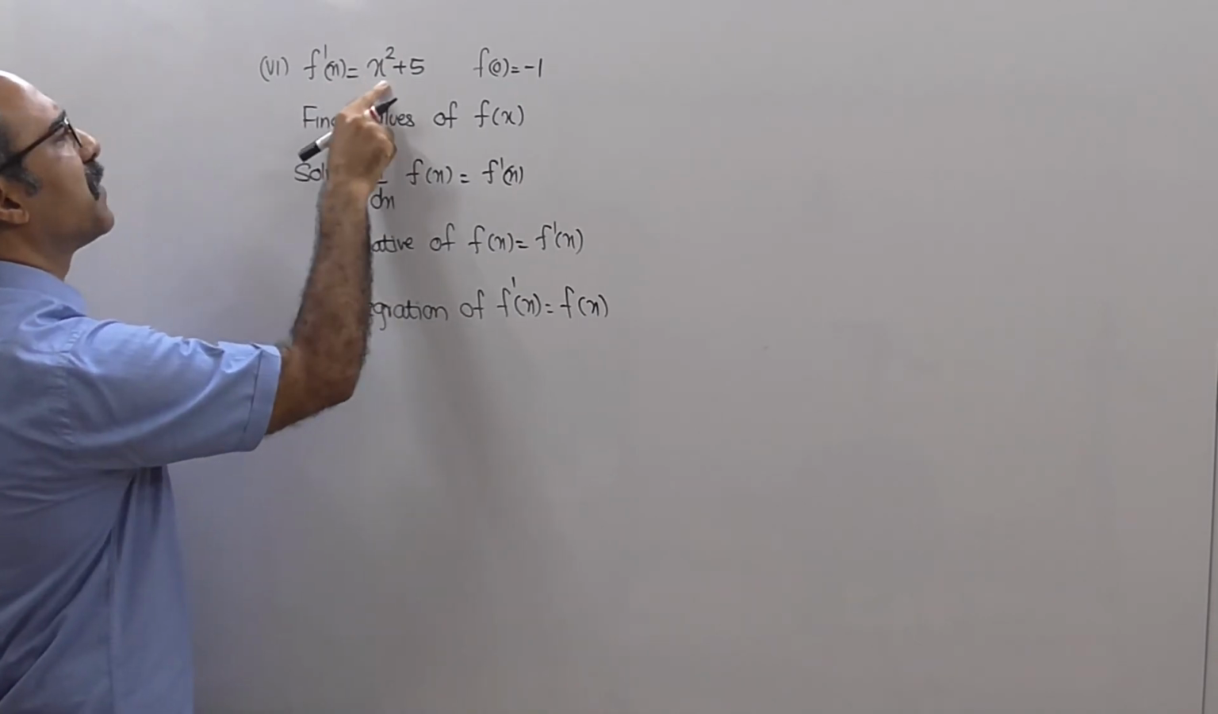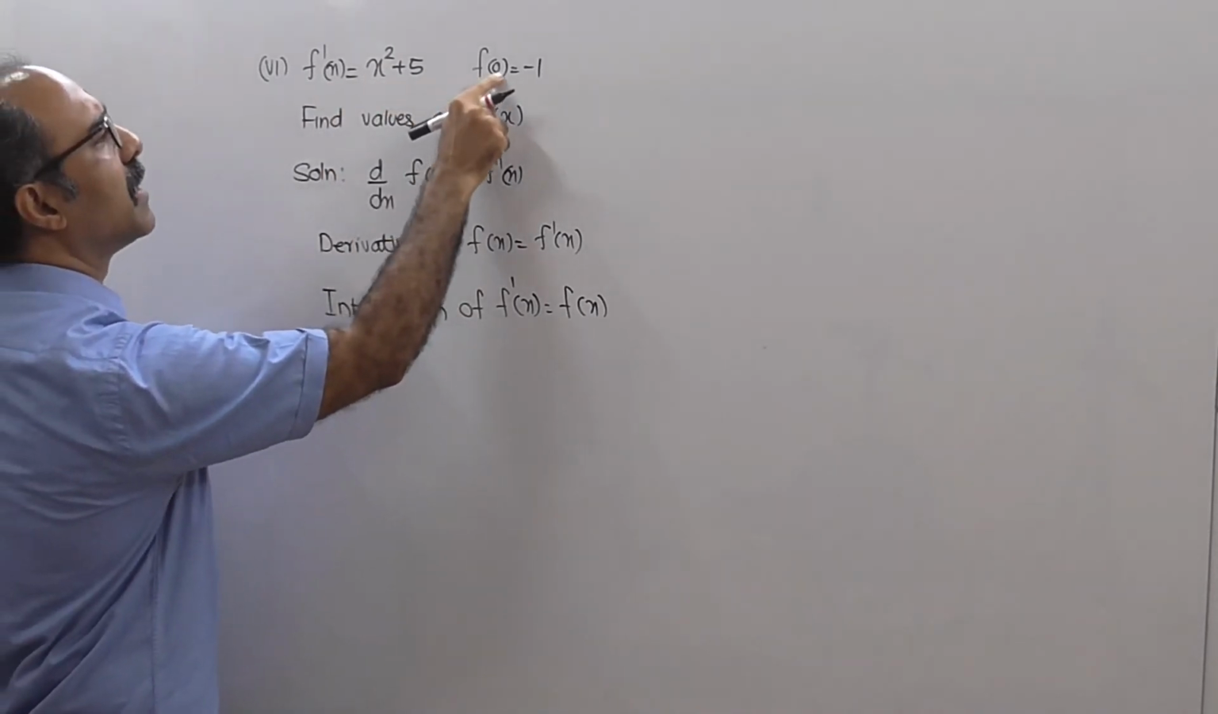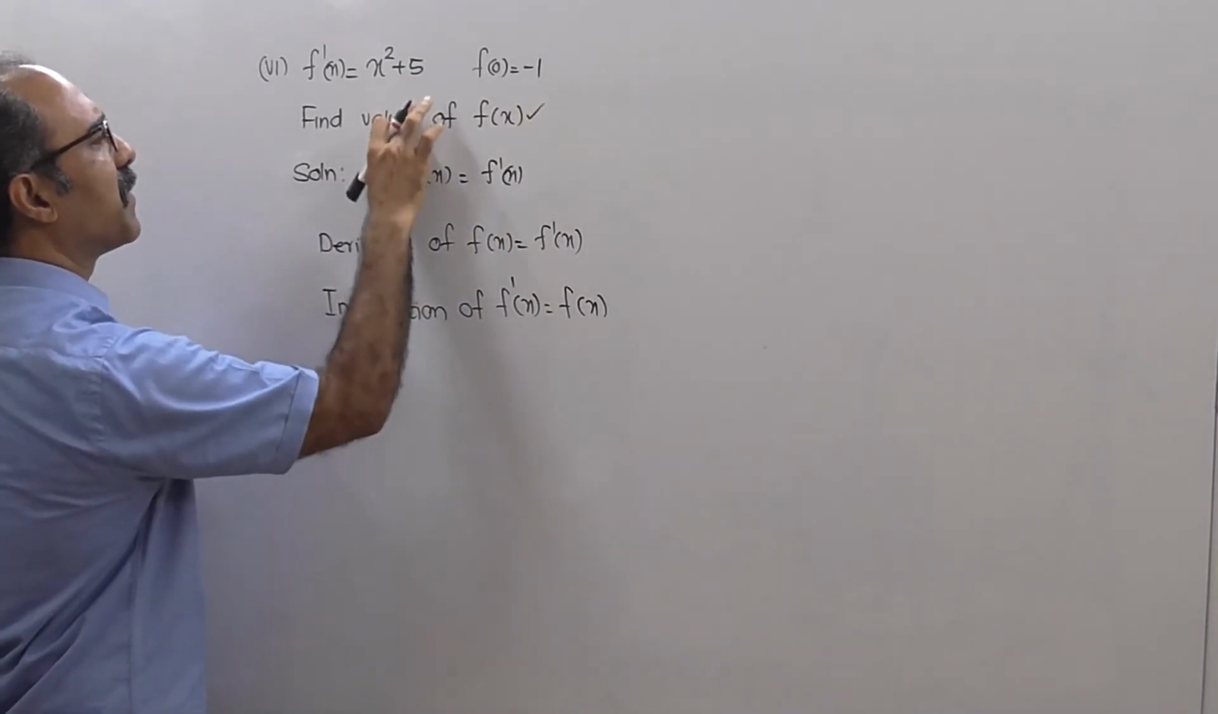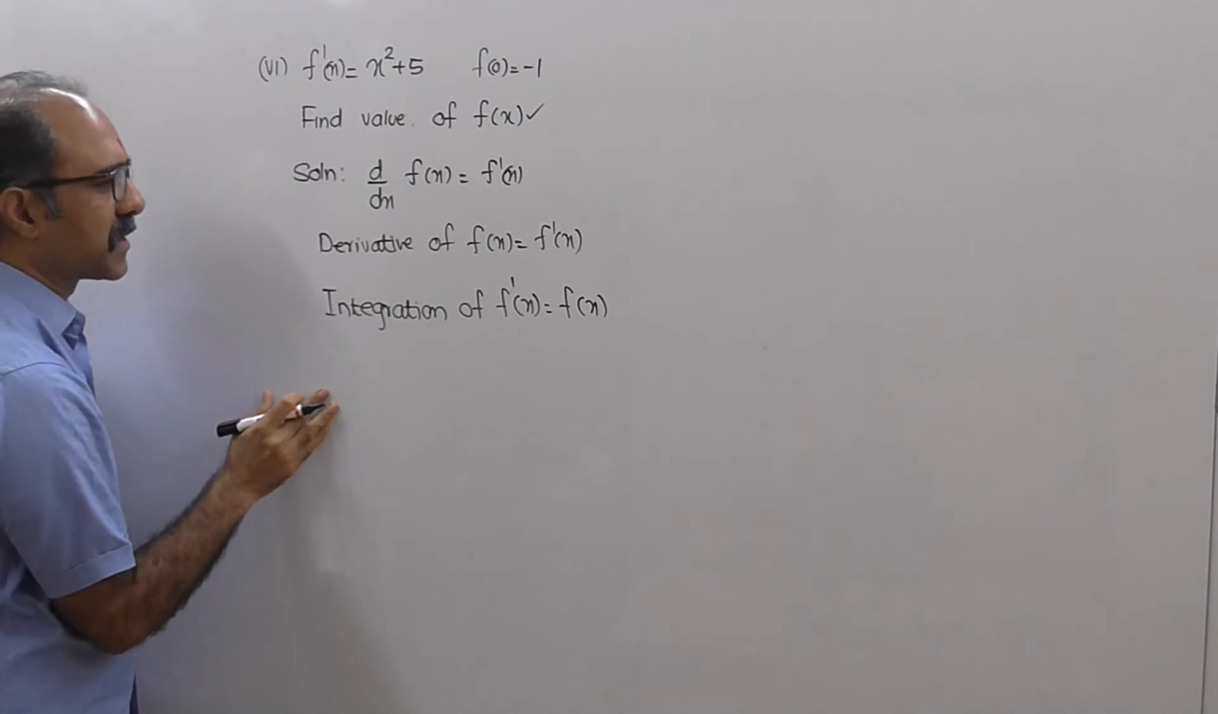The question is f dash of x equal to x square plus 5 and they have given f of 0 equal to minus 1. You have to find the value of f of x. Means you have to find f of x.